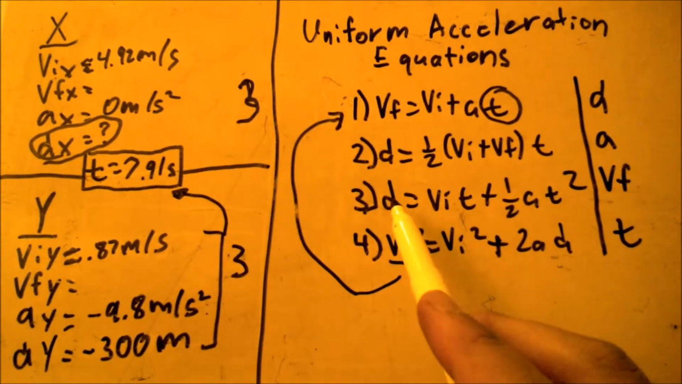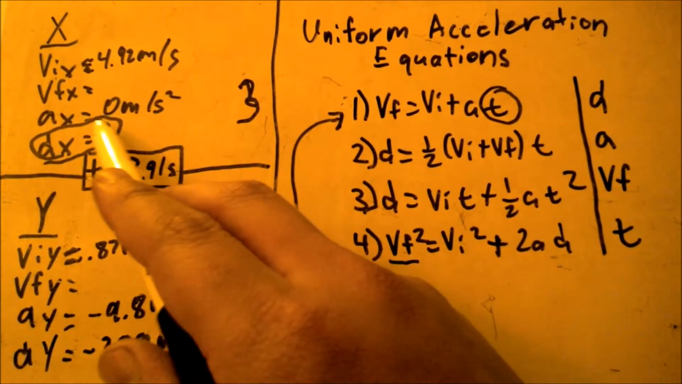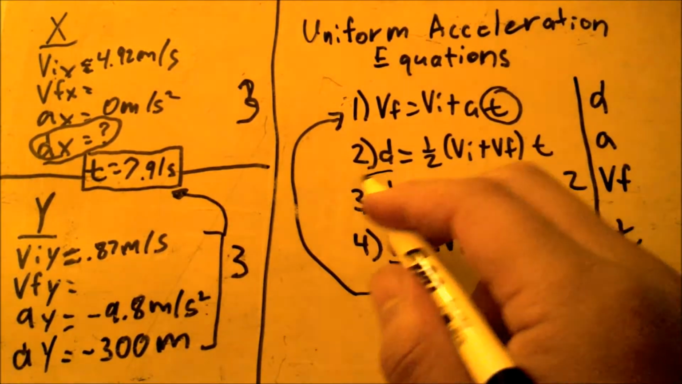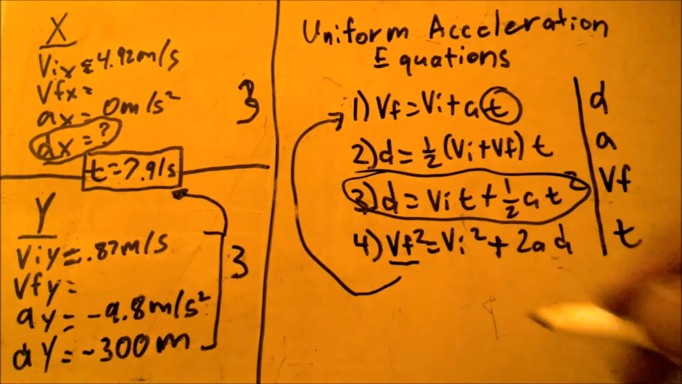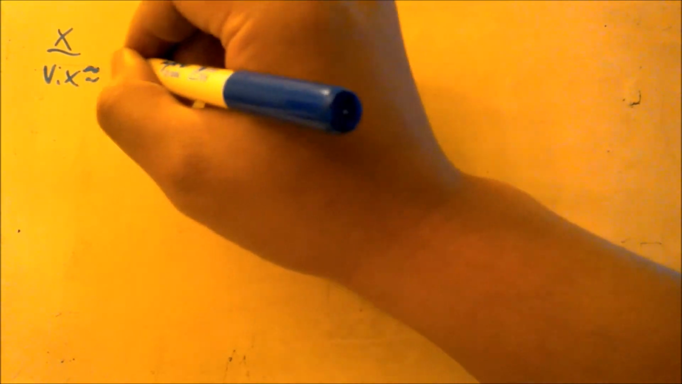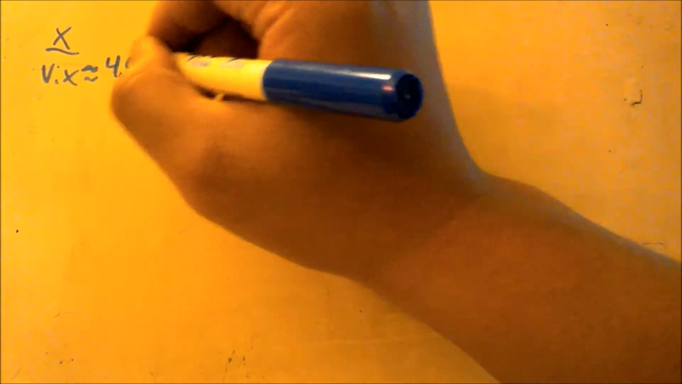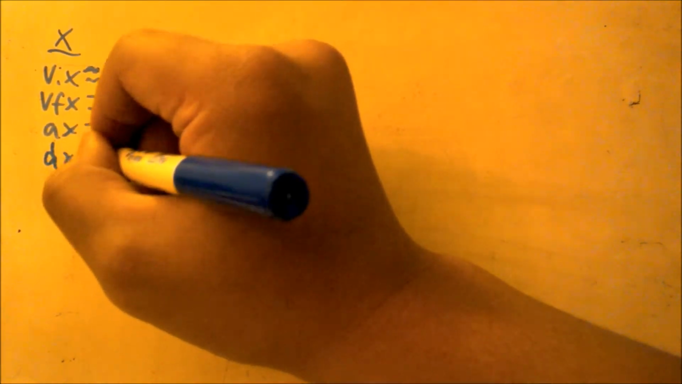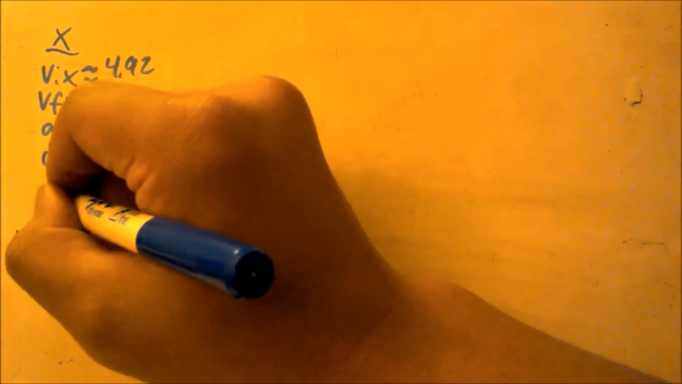So now it has 3 variables. So luckily we can use the third equation because the acceleration is 0, so it'll cross that one out. So we're going to use it. So same thing we did with y, list out our x variables. V initial of x, which is about 4.92. V final of x, we don't know. Acceleration of x, 0. D of x, that's what we're trying to find. And t, 7.91.